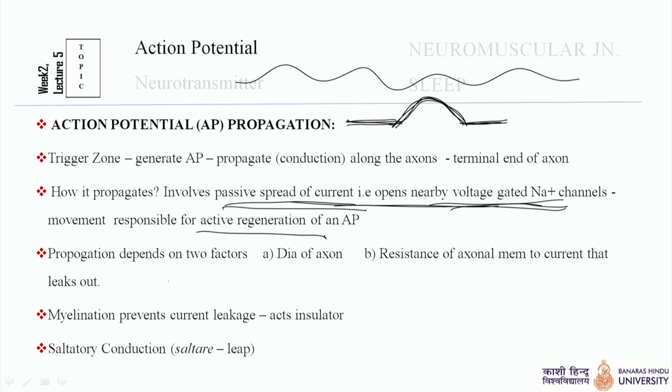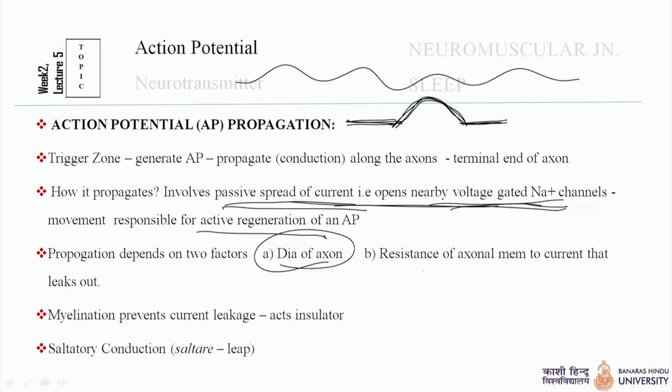Now this propagation depends on two factors. The first factor is the diameter of the axon. The larger the diameter, the easier it is for the signal to pass through the axon. It is like if the road is wider, then we can move faster. If the road is smaller, it will take time to reach the destination. In the same way, when the diameter of the axon is wider, it is easy for the impulses to reach the target organs.